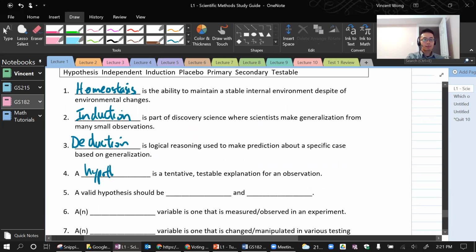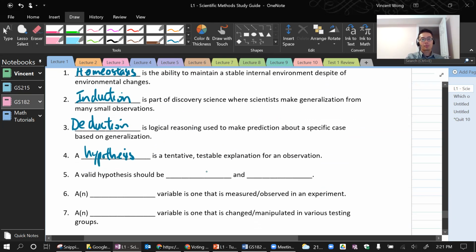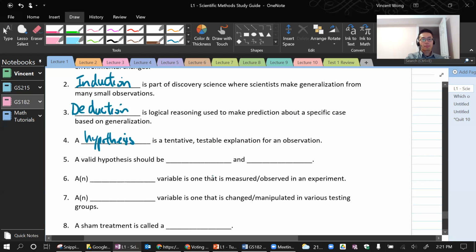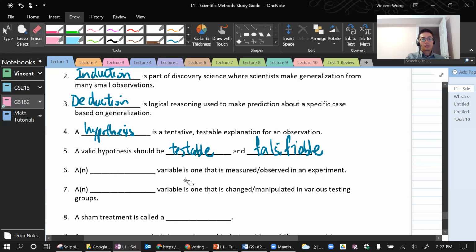A hypothesis is a tentative, testable explanation for an observation. And for it to be valid, it must be testable and potentially wrong, or falsifiable. A variable that you can measure or observe, that is the dependent variable. And the one that is changed or manipulated deliberately, that is the independent variable.